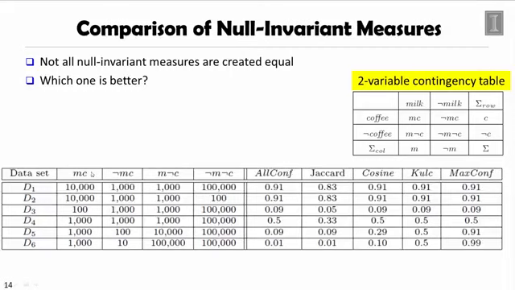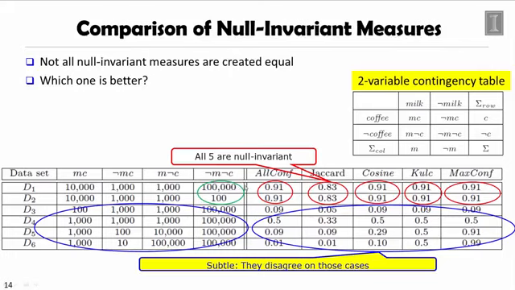Let's look at the cases in this data set. First, you look at D1 and D2. You can probably see the differences are only in the number of null transactions. But you can also see that very likely milk and coffee should get together. They should be positive. In that sense, all those 5 null-invariant measures give equal values, no matter how many transactions are in the null part. They do not change their value. And they are very close to 1, in the sense these are possibly getting together.